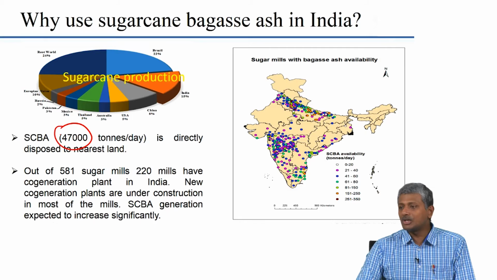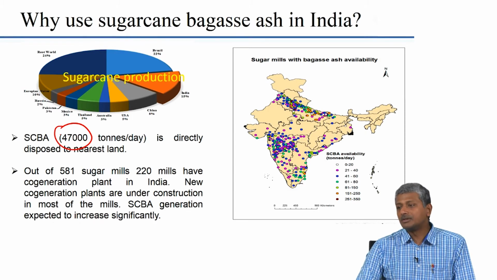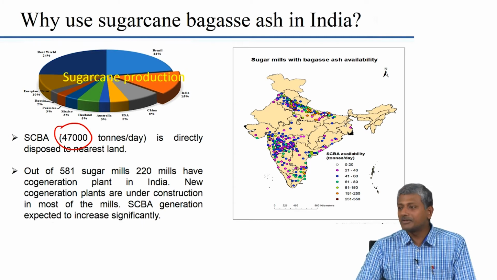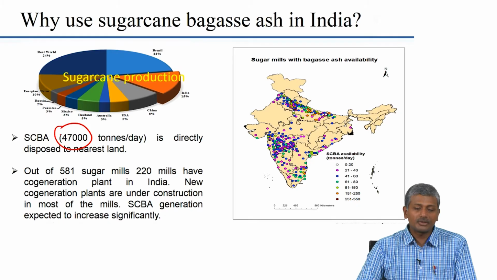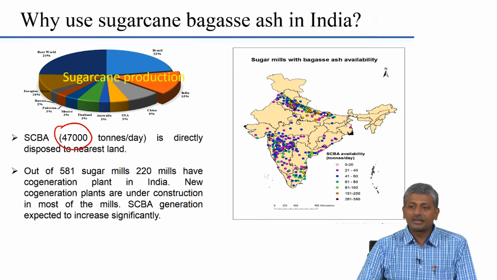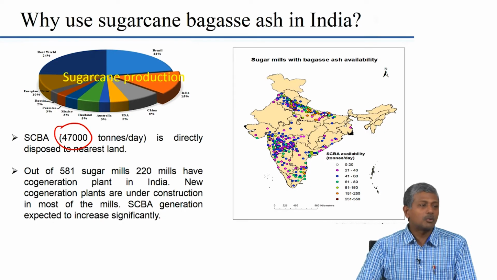Now, if you convert that to a yearly figure, what do you get? 47,000 tons is how many in terms of a year? If you convert that, multiply by 365, what do you get? Or let us say multiplied by 300. Let us say 50,000 into 3 is 150,000, 150,000 tons into 100. So, we are talking about 1.5 million tons per year.